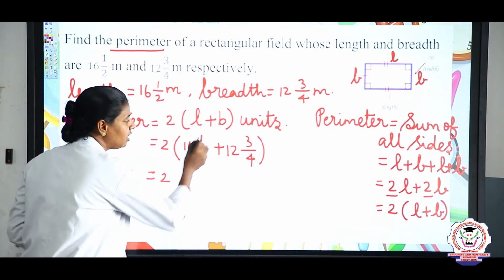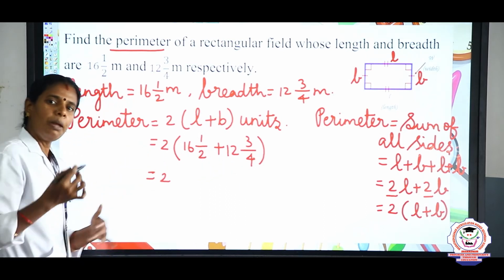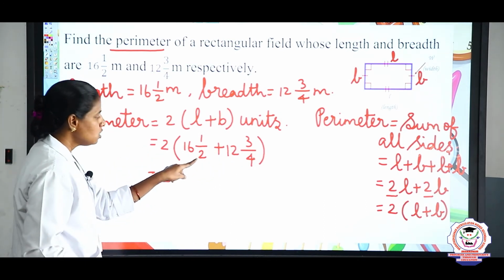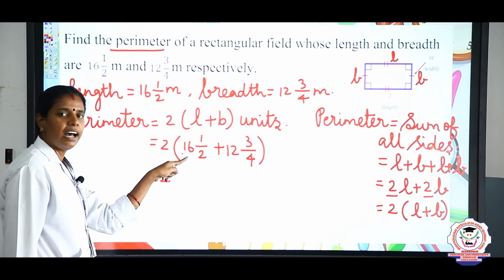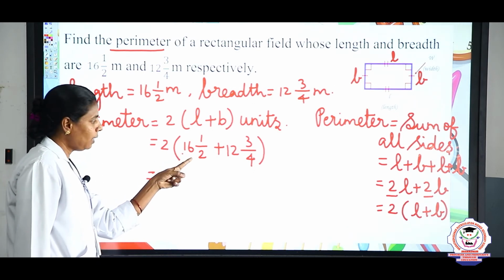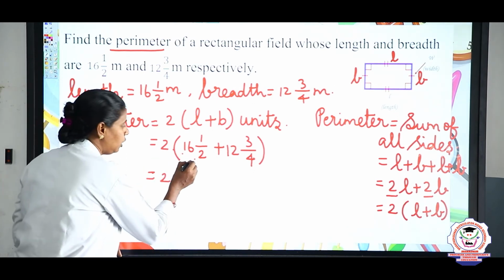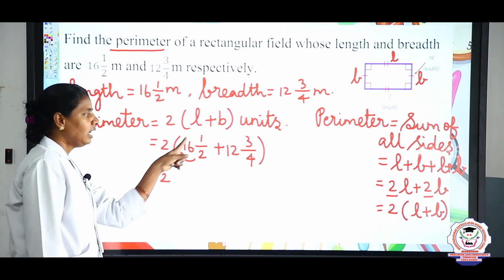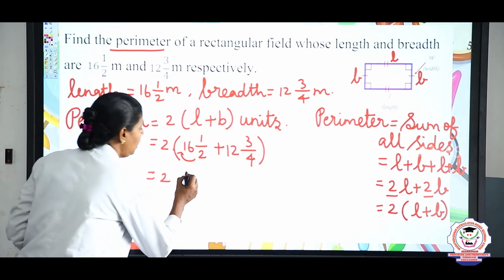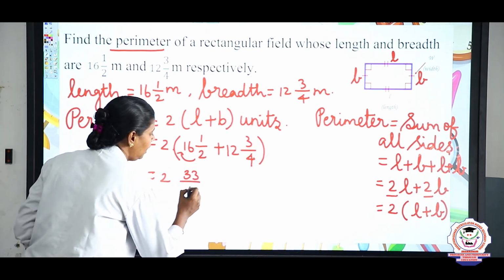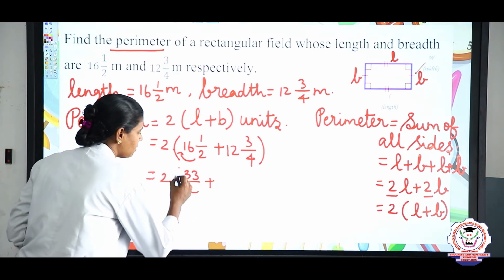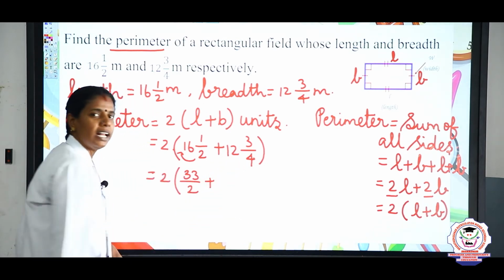And just convert these mixed fractions into improper fractions now. Okay, so just multiply this. 2 16s are 32. Multiply with this, 32 plus 1 is 33. 33 by 2, plus here 4 12s are.